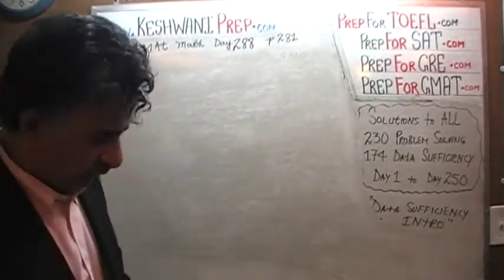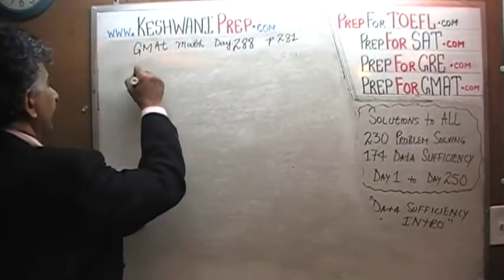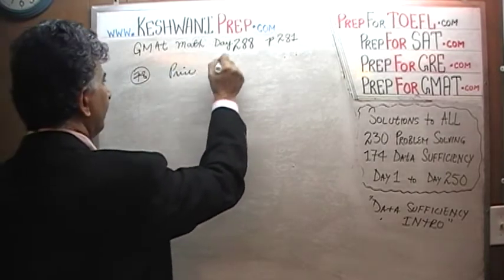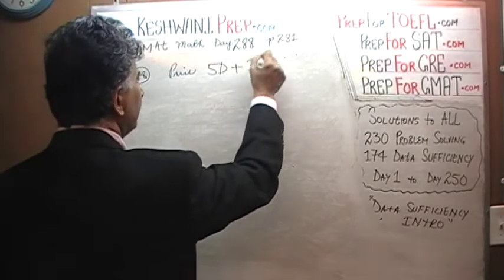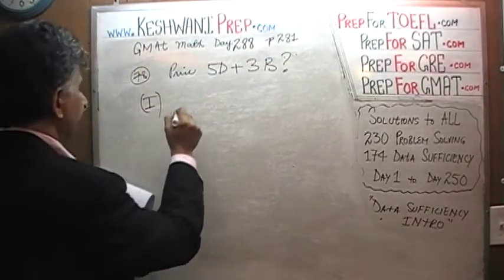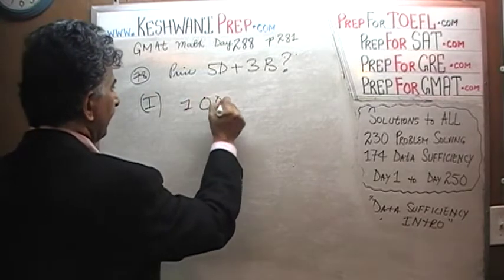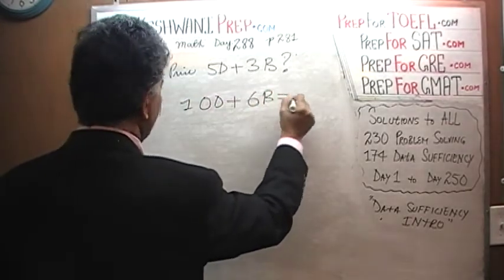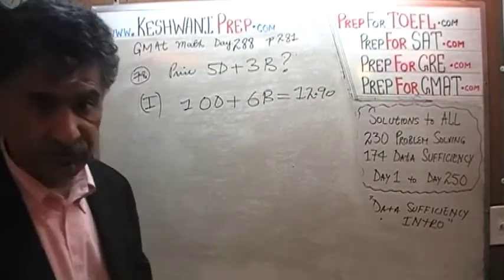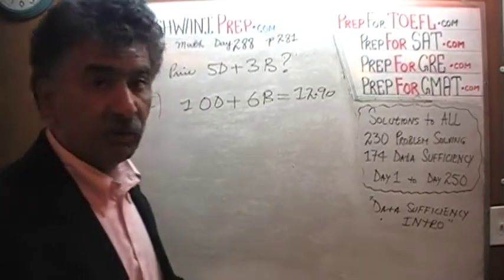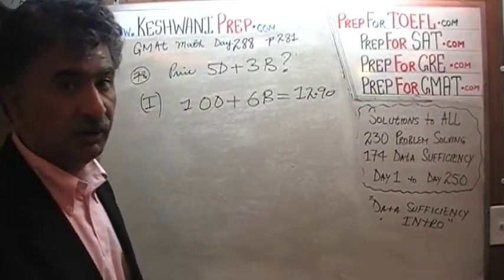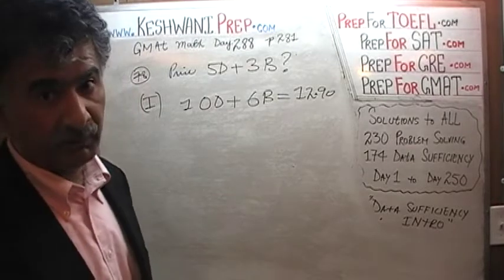The next problem is actually a very straightforward problem. Problem number 78. The question is, what's the price of 5 donuts and 3 bagels? In the first statement, they tell us that 10 donuts plus 6 bagels equal $12.90. Now, if this isn't a silly problem, then I do not know what silly problem would be. This is very childish, very puerile, very infantile problem, in my opinion.